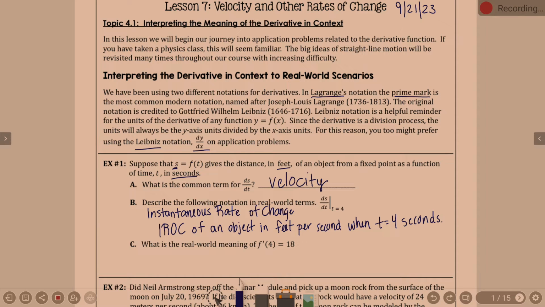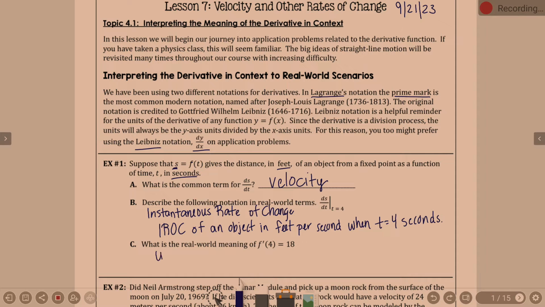Now, it's not going 18 feet. This is a derivative, so the instantaneous rate of change is 18 feet per second. Or on this one, I actually have the velocity is 18 feet per second. So IROC and velocity are interchangeable in a given situation, yes? Because velocity could also be... I've got to be careful here.